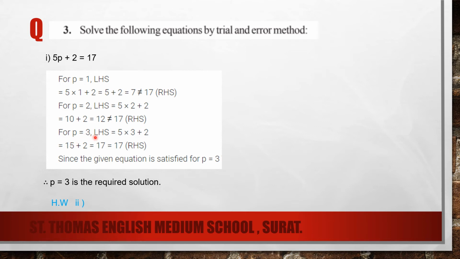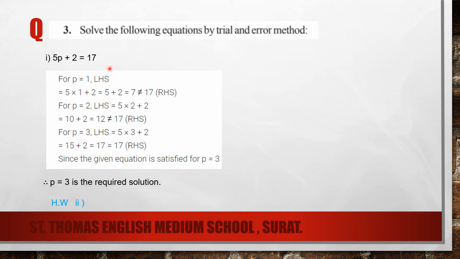For p is equal to 3, LHS is equal to 5 threes plus 2. 5 threes are 15, plus 2 is 17. So both LHS and RHS are equal. So you can stop here. What is the solution here? 3. Since the given equation is satisfied for p is equal to 3, therefore p is equal to 3 is the required solution. Clear, children?